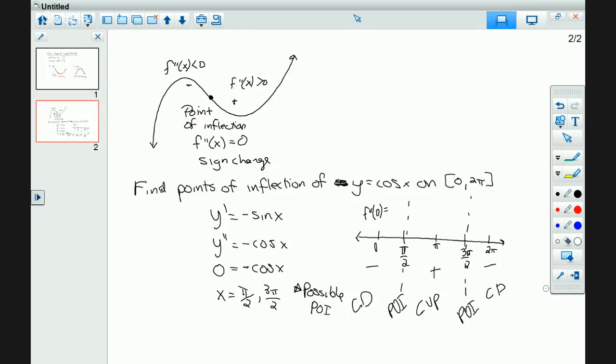And if I draw the graph, you can see it, right? 0 to 2 pi. Concave down, concave up, concave down. Okay, and then your points of inflection. So that's what we're looking at. Second derivative gives us points of inflection. Concavity. Okay.